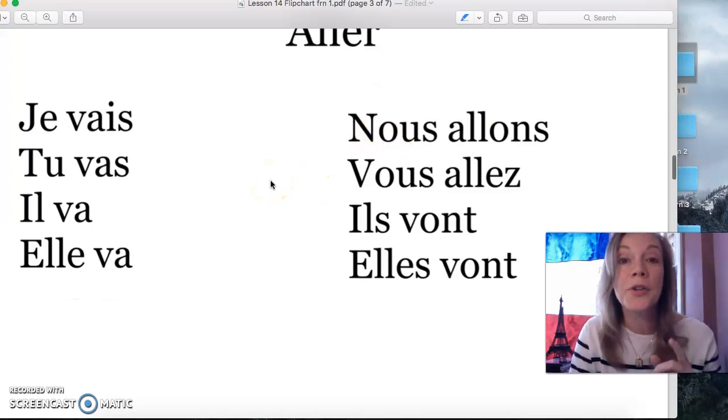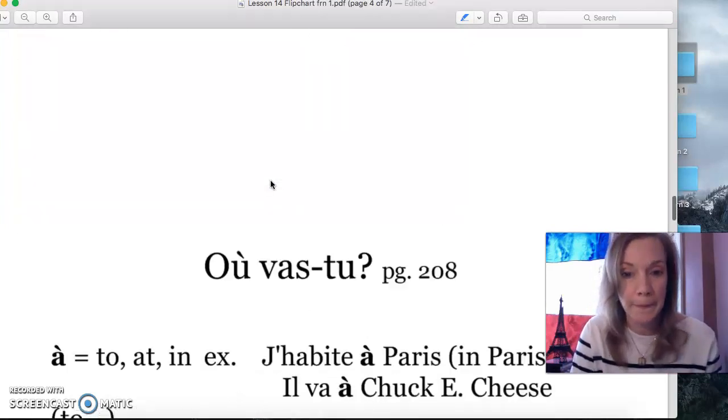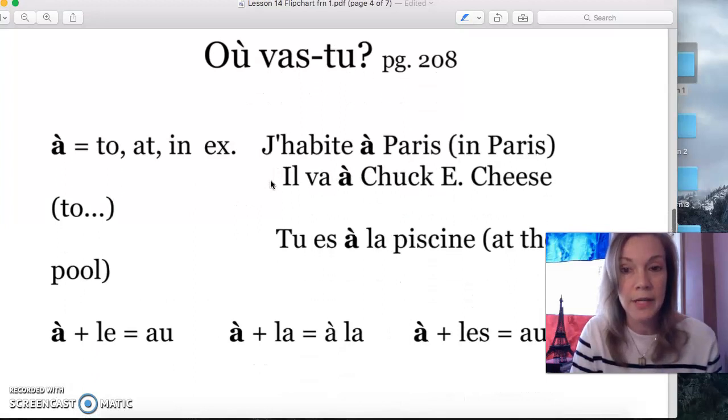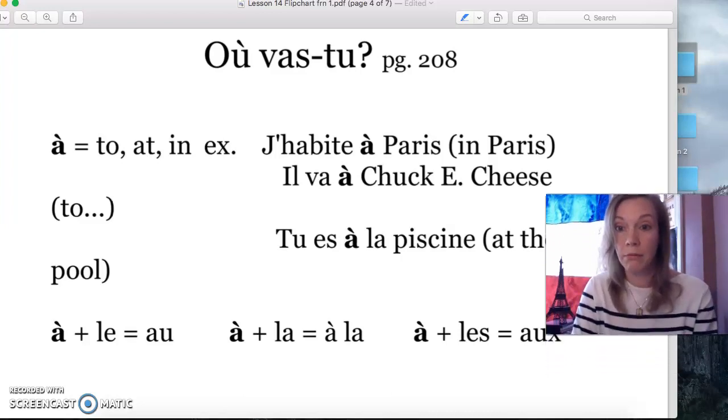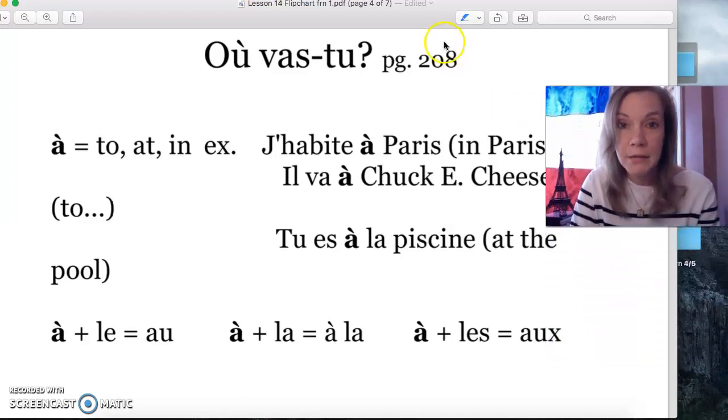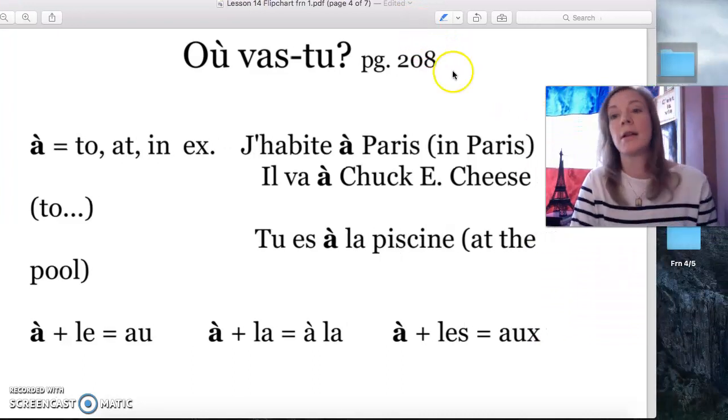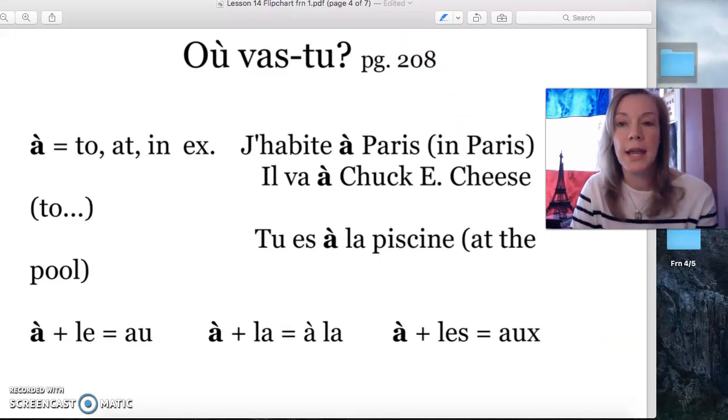To talk about where you're going to, you need another word. And so that's going to be found in your textbook on page 208. Oh, I need to move myself out of the way a little bit here. Whoa! I know I'm blocking some of this. There we go. So you need to know how to say to.